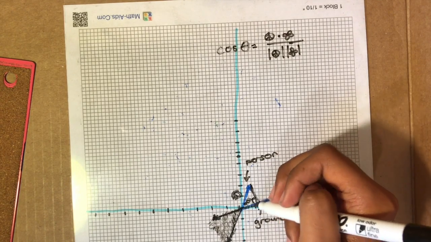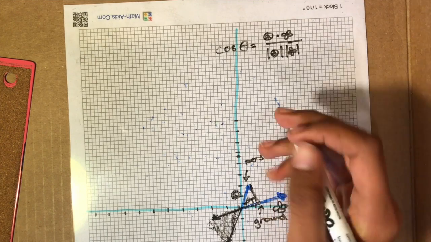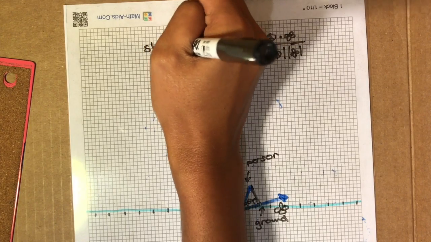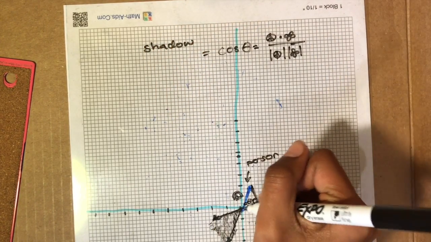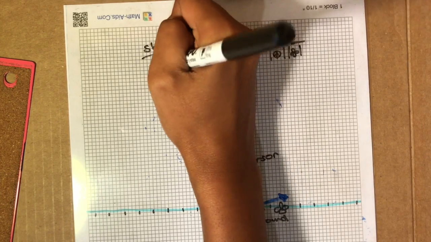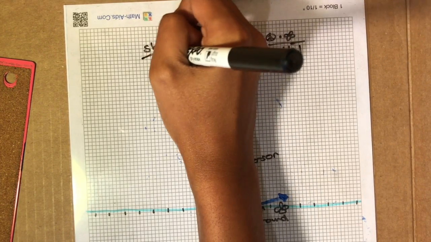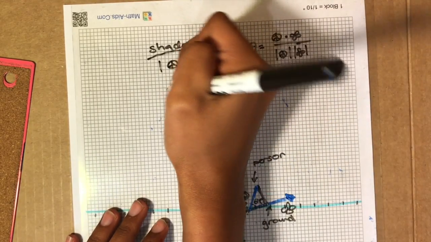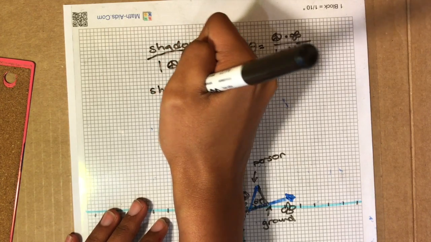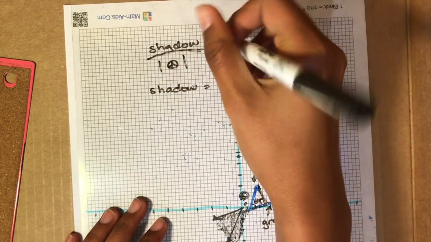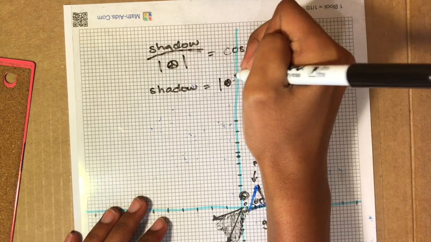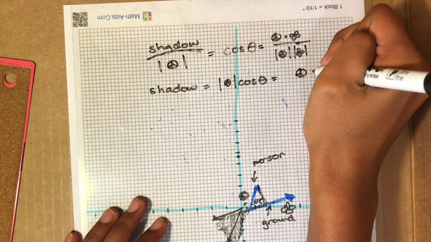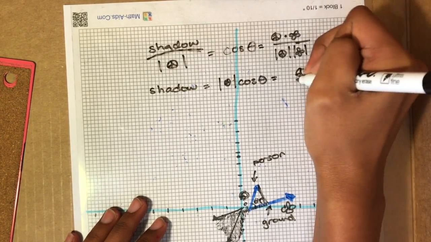Well, let's see, we know the cosine is going to be the shadow. So the cosine theta is going to be the shadow over the hypotenuse. And the hypotenuse here is the length of the peace sign. So shadow over the length of the peace sign. So if we want to find the shadow, all we need to do is multiply by the length of the peace sign. And that gives us shadow equals the length of the peace sign times cosine theta, which we can also just write as the dot product of peace sign and flower over the length of flower.